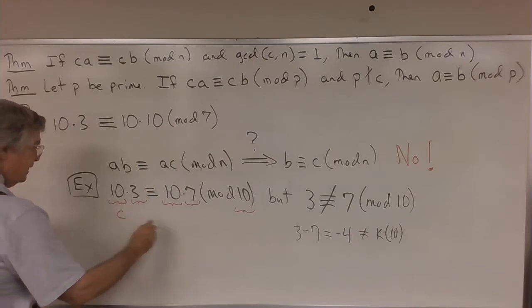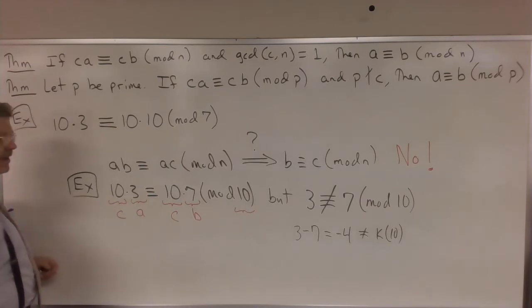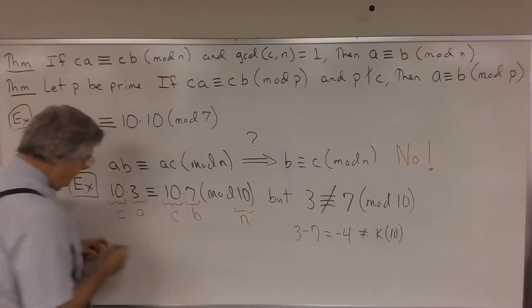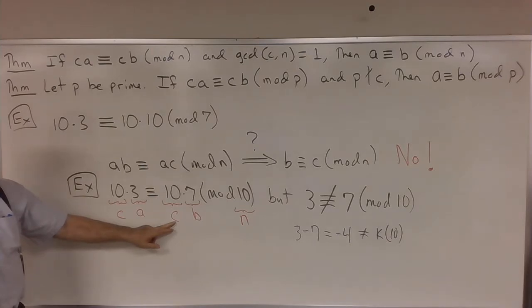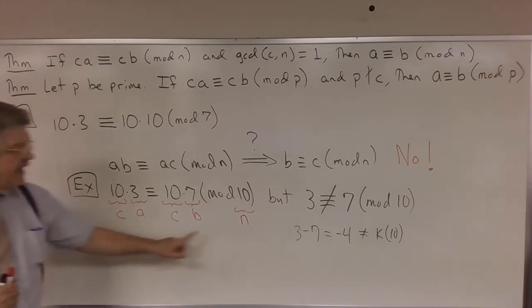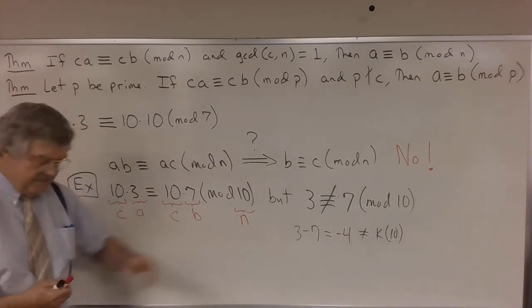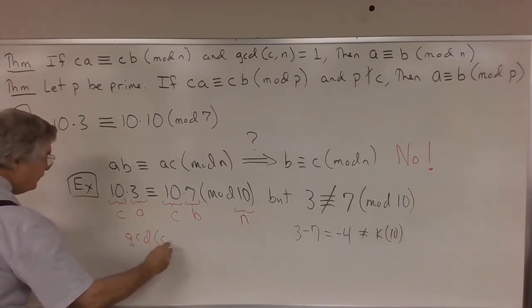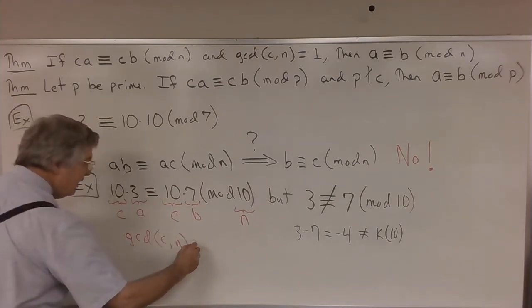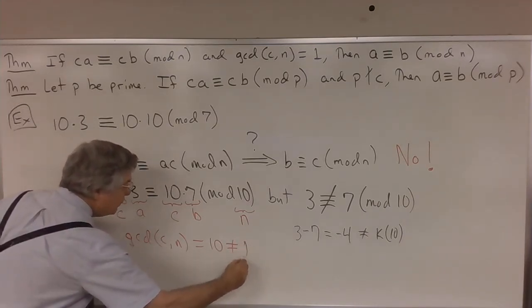10 is our C. 3 is our A. 7 is our B. Okay, we've got all the main characters properly assigned now. We can't cancel the C's from both sides because C and n are not relatively prime. As a matter of fact, C is equal to n, and the greatest common divisor of C and n is 10. It's not equal to 1.